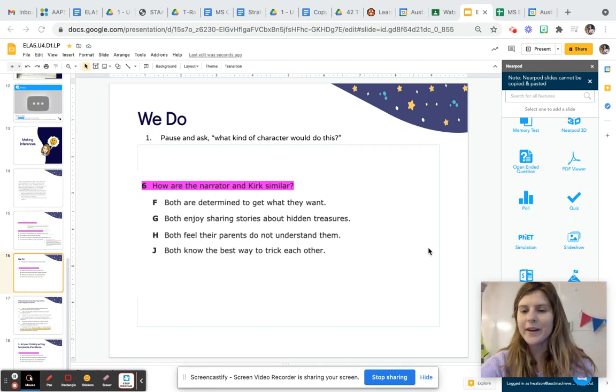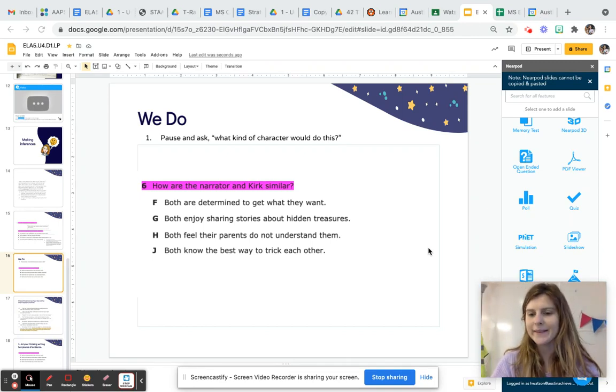Okay, scholars, so we're going to go ahead and practice making inferences with a we do. So we're going to do this problem together. All right, question number 6 says, how are the narrator and Kirk similar?